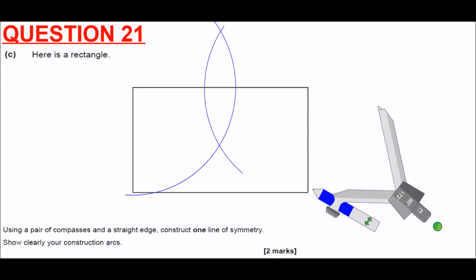Where the arcs intersect, what we then need to do is to draw a straight line going through the arc intersections. If we do that, what we'll have created is a line of symmetry for the rectangle. We could have also done the same thing at the other side and done a line of symmetry going along, but all we need is one line of symmetry, and so that would do for question 21. We can use the perpendicular bisector of one of the sides of the rectangle, and that line will be a line of symmetry.